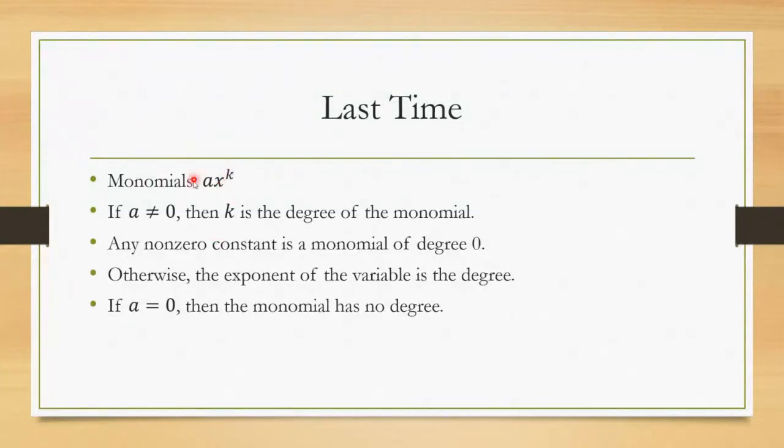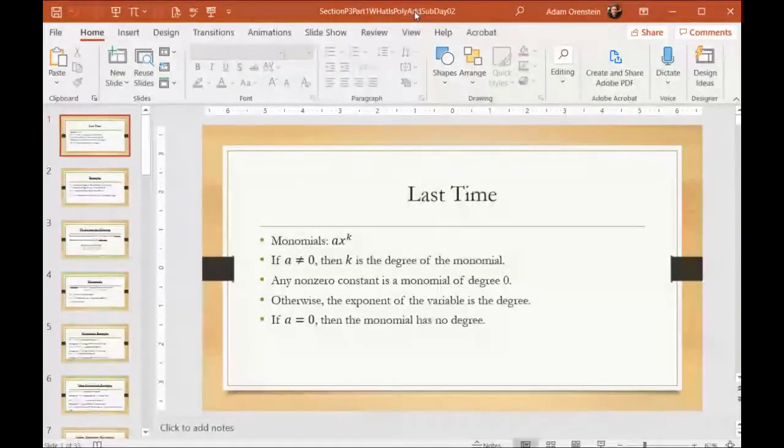So last time what we were working on were monomials, right? Remember, these terms look like this, which were a times x to the k. And remember, the a here was a constant. It could be non-zero or it could be zero. If it's not zero, then the k, which is a non-negative integer, is the degree of the monomial. Now, if you happen to have only a, so there's no variable there, then we say it's a monomial, but it has degree 0.